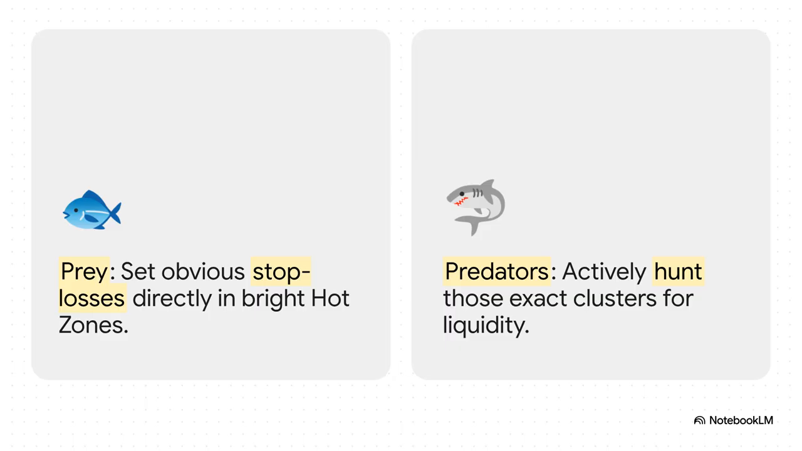The amateurs, the prey, blindly drop their stop losses directly into those obvious, bright, hot zones. They're practically gift-wrapping their money for the institutions, literally painting a target on their own backs. But the whales? They are the predators. They actively, coldly hunt those exact clusters down to snatch that liquidity and fuel their own massive wealth.